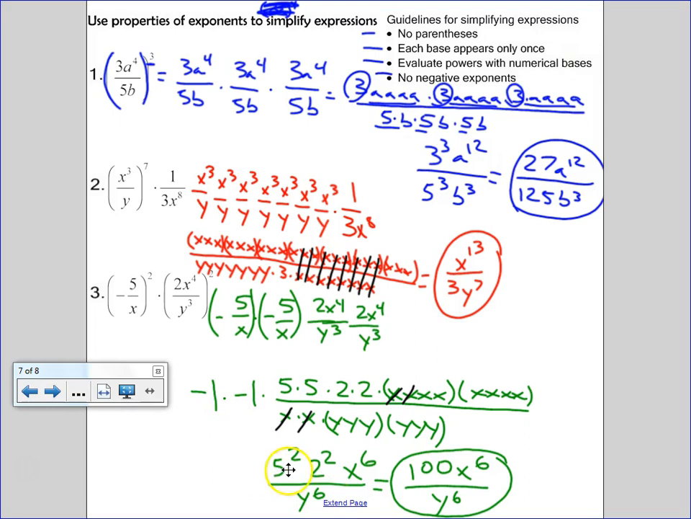So I evaluate my numerical bases. 5 squared is 25, 2 squared is 4. 25 times 4 is 100. X to the sixth over y to the sixth.